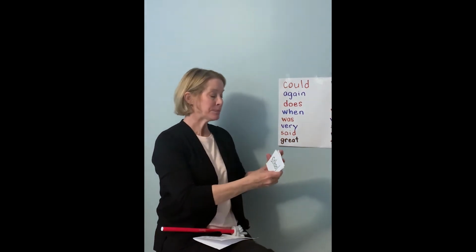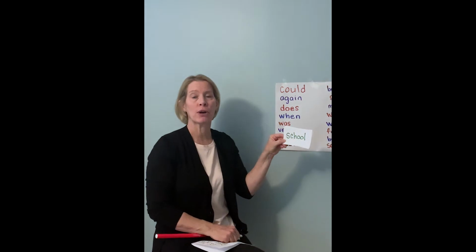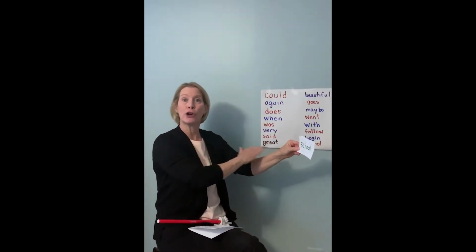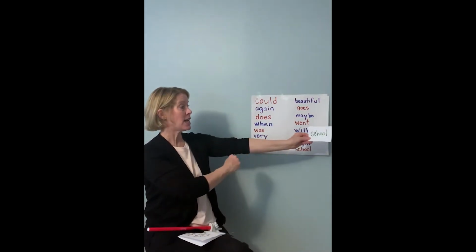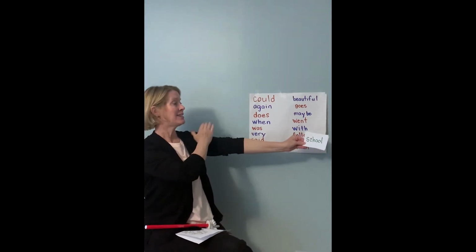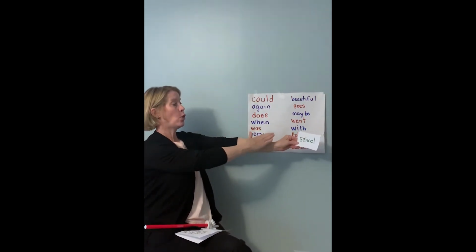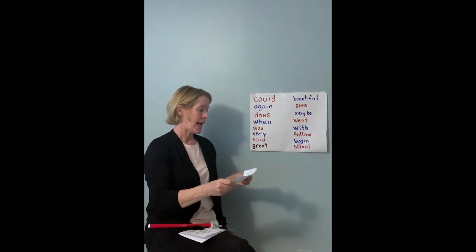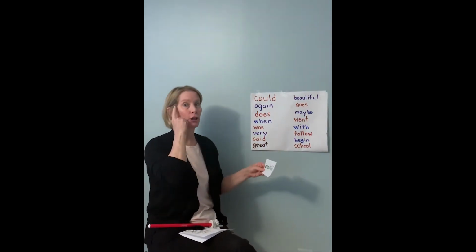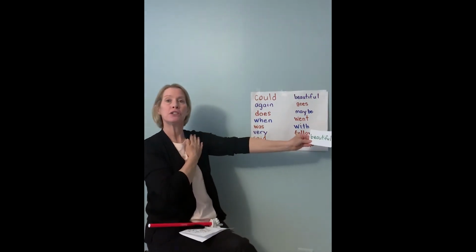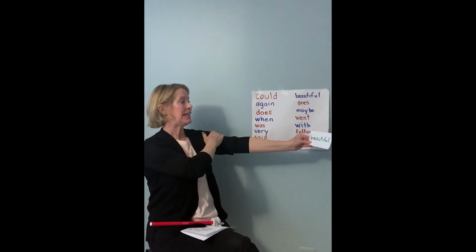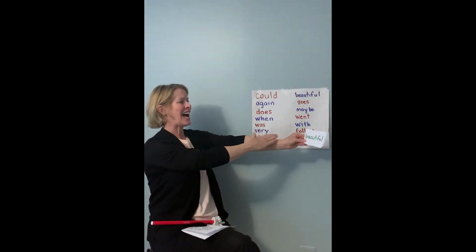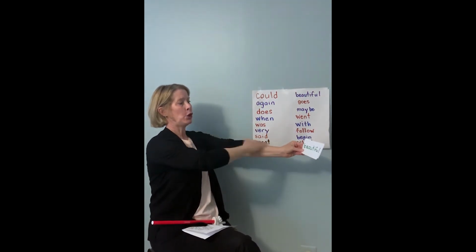Another good thing to do when you're trying to learn your sight words is to have your sight word on an index card or a small piece of paper. And we're going to tap it out on our arm to spell it. So I'm going to say the word school. S-C-H-O-O-L, school. This gets your body moving and it gets you thinking about how to spell school. The word is beautiful. B-E-A-U-T-I-F-U-L, beautiful.